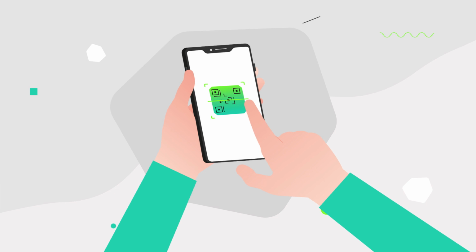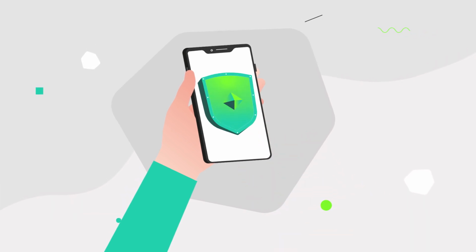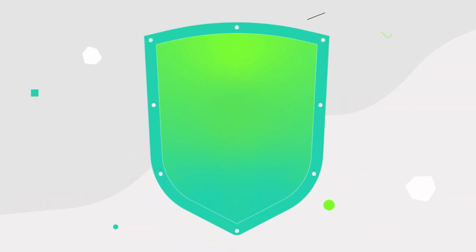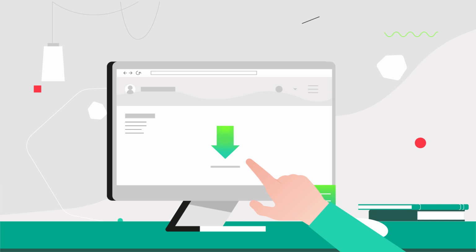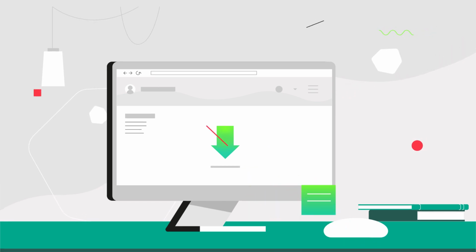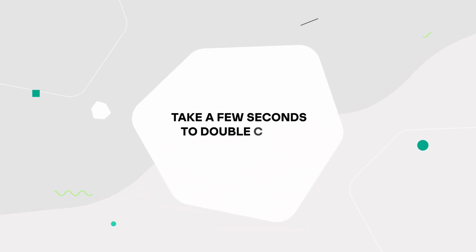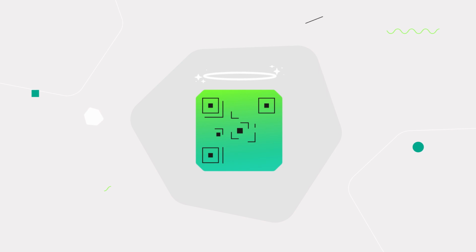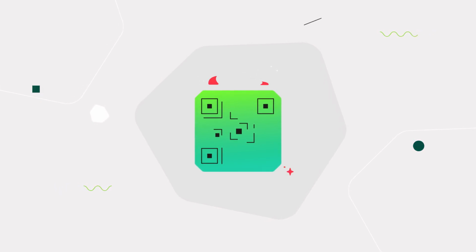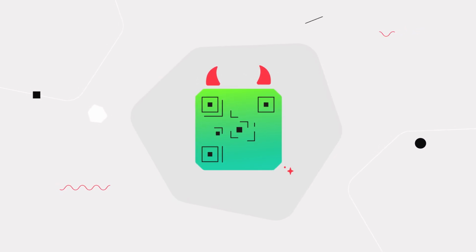So, how do you keep your personal information safe and protect your device from malware? Attackers can't harm you if they can't persuade you to take the bait. The best ways to stay safe and not take the bait when using QR codes are easy to remember and easy to do. All it takes is a few seconds to double-check the code. Only scan codes that come from trusted sources. If it looks suspicious, don't scan it.